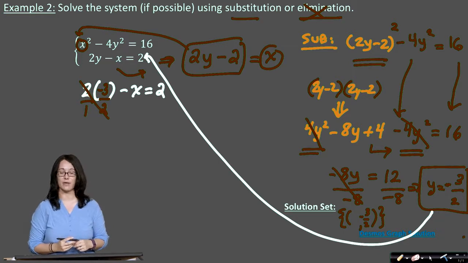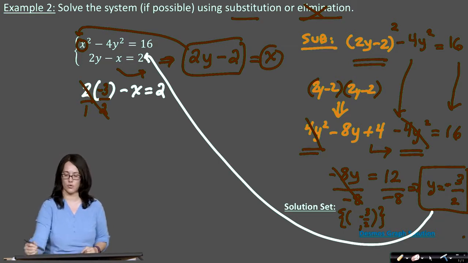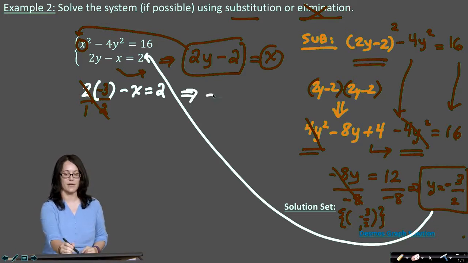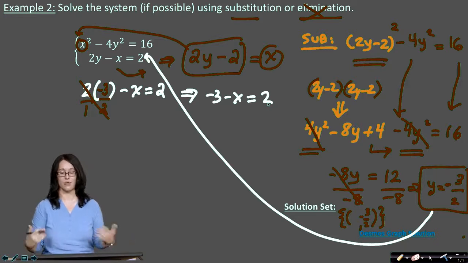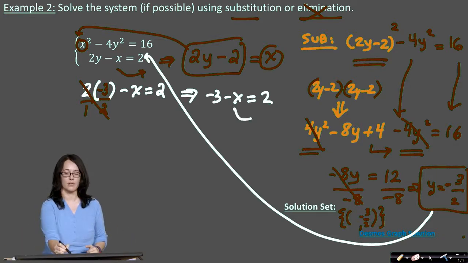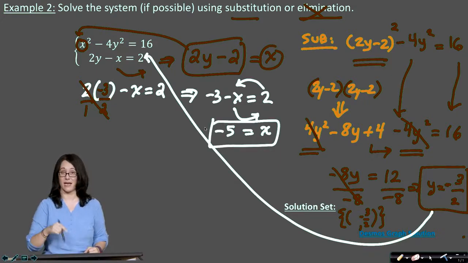2/2 cancels. I have -3 minus x equaling 2. What that means then, if I have -3 minus x equals 2, I need to get x on one side. You can pick whichever side you like. I'll pick the right side. I add x to both sides, and I subtract 2 from both sides. -3 minus 2 is -5. So I'm getting a result of x has to be -5 in order for y to be -3/2.